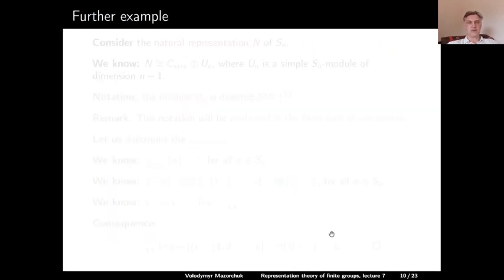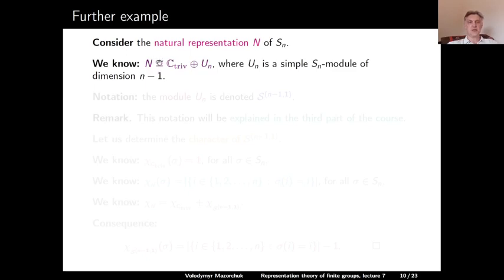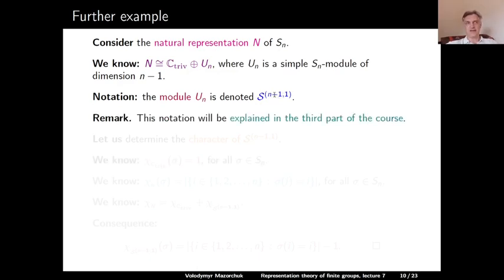Let us look at some further examples. Consider the natural representation capital N of S_n. We know that this natural representation decomposes into the direct sum of the trivial S_n module, C-triv, and a simple S_n module, which we previously denoted by U_n, which has dimension n minus 1. This simple module of dimension n minus 1 is usually denoted by the curly S with the upper index (n minus 1, 1). This notation will be explained in detail in the third part of this course.